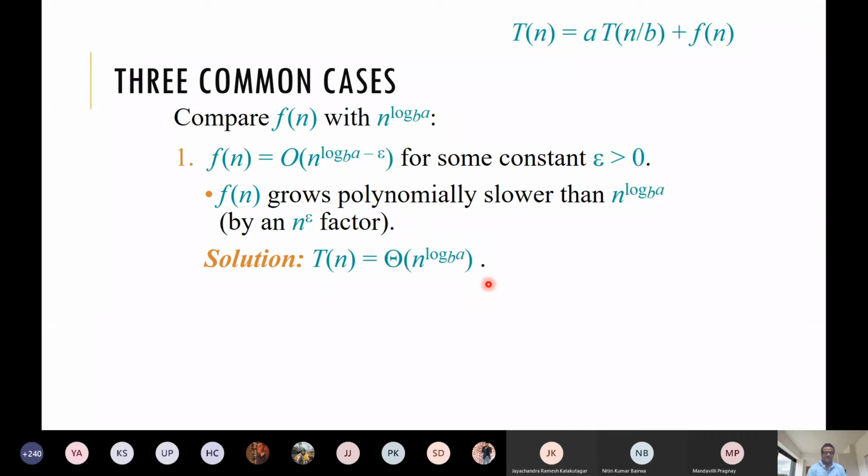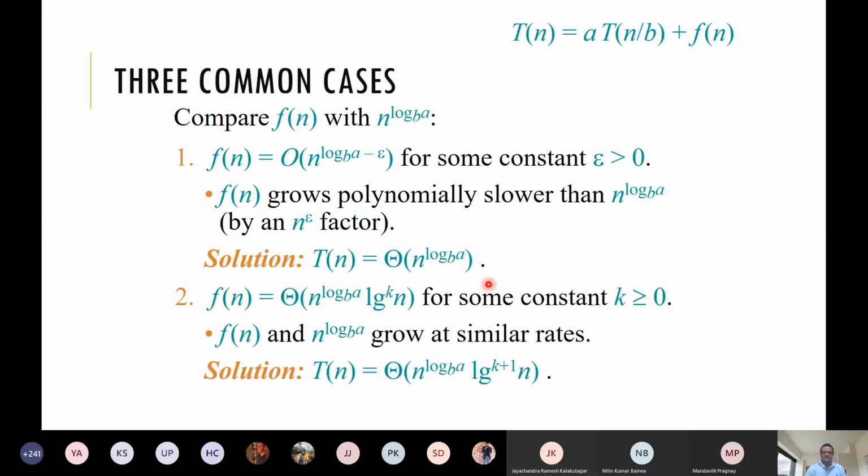Today we talk about the other two cases, case 2 and case 3. Case 2 is if f(n) and n to the power log a base b have similar growth.